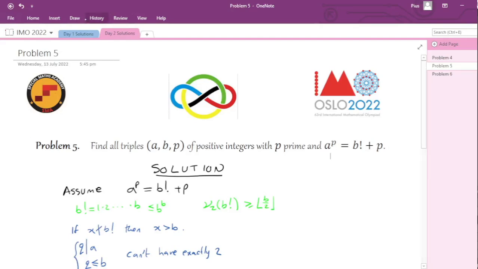My name is Honor Pius, and today we'll be looking at problem 5 of the International Mathematics Olympiad 2022. So this is a very short problem, a number theory problem. We have A, B, P, positive integers. We want to find all triples, whereby P will be a prime and it satisfies this equation.